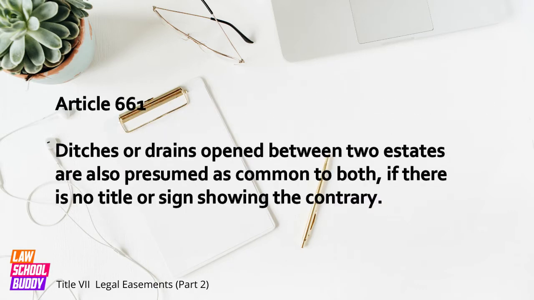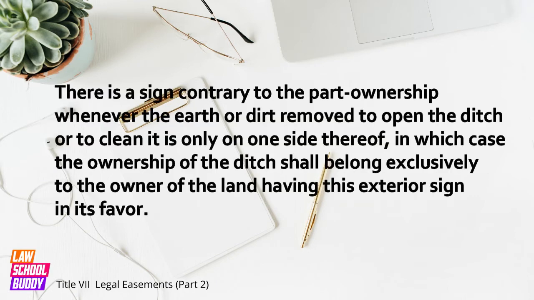Article 661. Ditches or drains, open between two estates, are also presumed as common to both, if there is no title or sign showing the contrary. There is a sign contrary to the part ownership, whenever the earth ordered removed to open the ditch, or to clean it, is only on one side thereof, in which case the ownership of the ditch shall belong exclusively to the owner of the land, having this exterior sign in its favor.